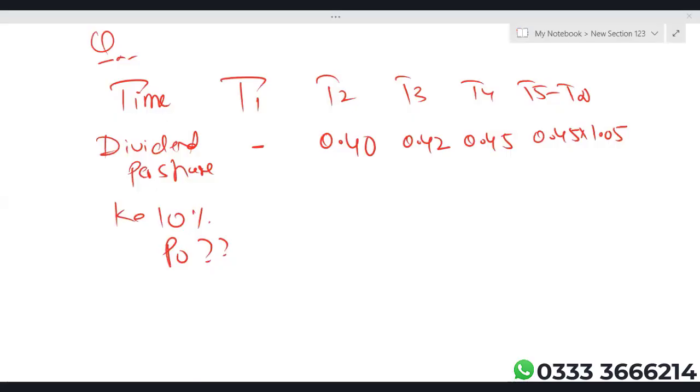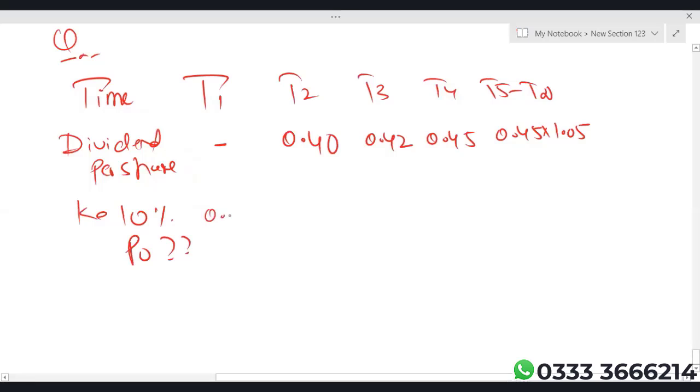Okay, different students are getting different results. Let's see what the right answer is. Majority of the students are getting more or less the same results. First year 0.909, 0.826, 0.751, 0.683. K minus the growth rate. I need the factor from T5 till T infinity. So multiply this with the previous year discount factor.